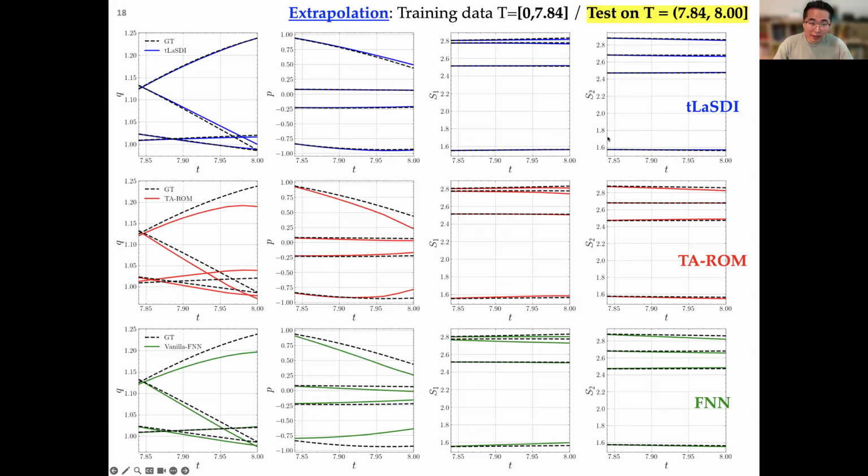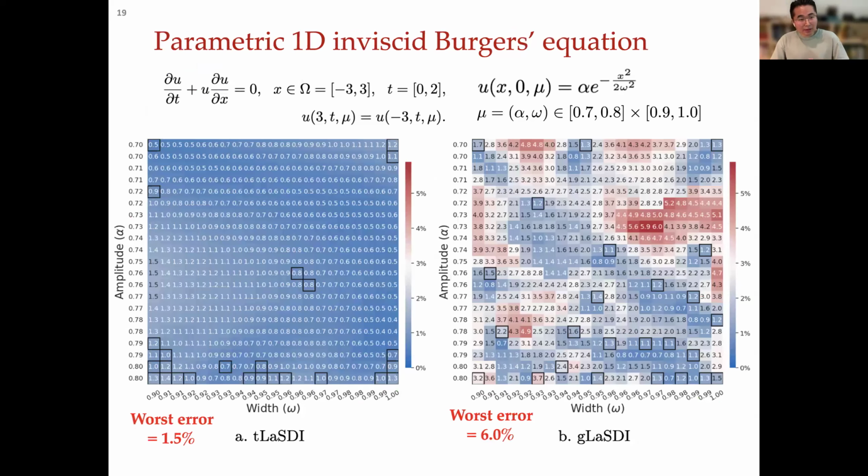And a similar story holds. Yeah, and this is the example of the parametric 1D inviscid Burgers' equation. Compared to what has been out there, GLASDI, tLaSDI is giving you better performance.